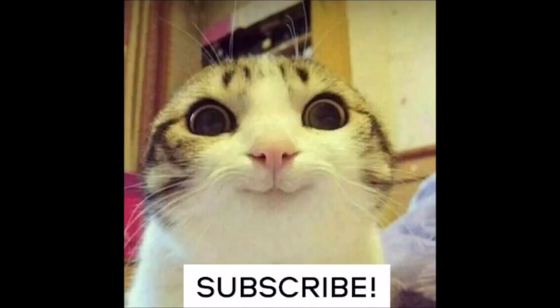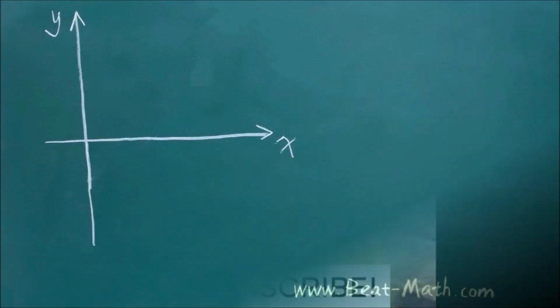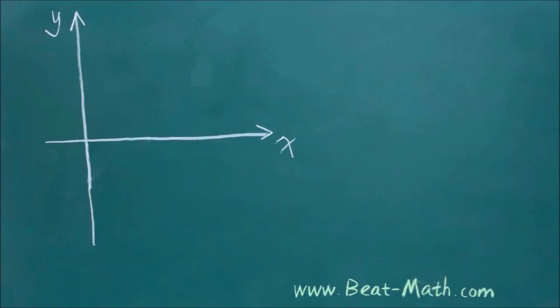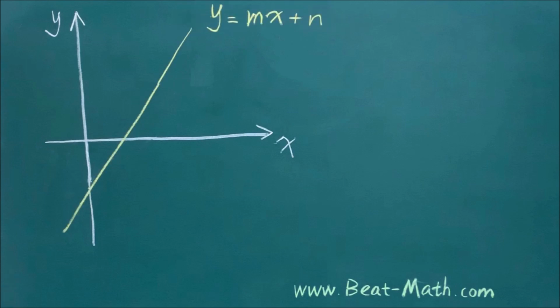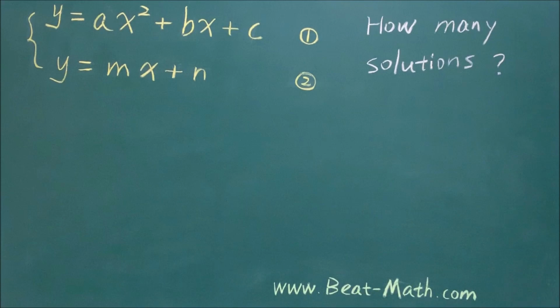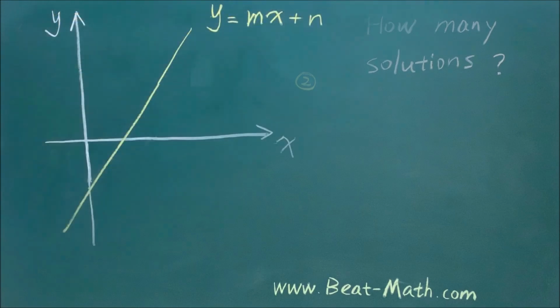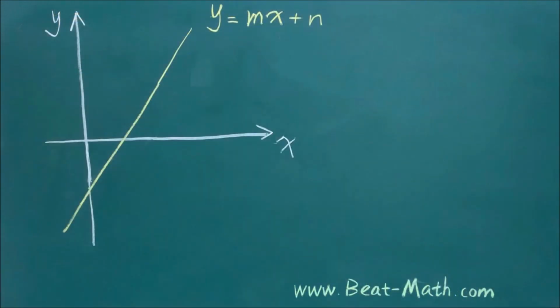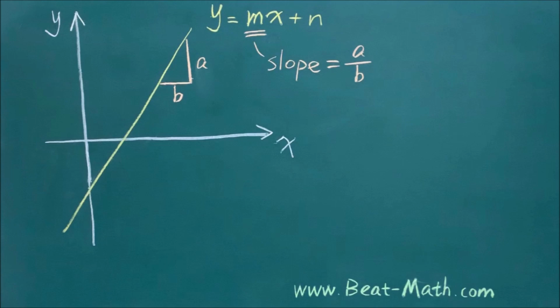Okay, let's get started. Do you remember the graph of linear equations? The linear equation is a straight line on a coordinate plane. Equation 2, y equals mx plus n, is a linear equation. When this linear equation is written as y equals mx plus n, the coefficient of x, which is m, represents the slope of the line. N is the intercept of the line.